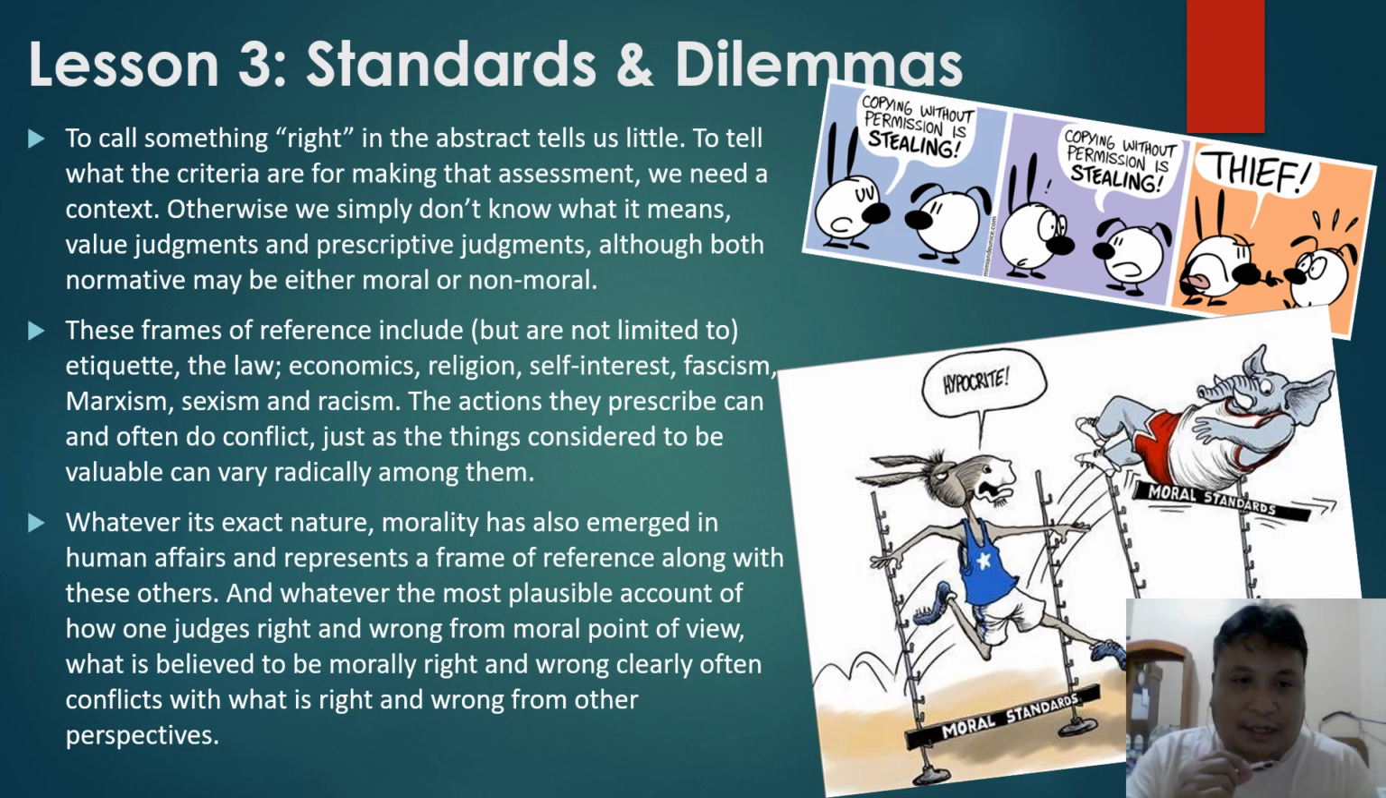The actions they prescribe can often conflict, just as the things considered to be valuable can vary radically among them. So whatever its exact nature, morality has also emerged in human affairs and represents a frame of reference along with these others, and whatever the most plausible account of how one judges right and wrong from the moral point of view. What is believed to be morally right and wrong clearly often conflicts with what is right and wrong from the other perspectives. So that is where the moral standards and the moral dilemmas can come in.